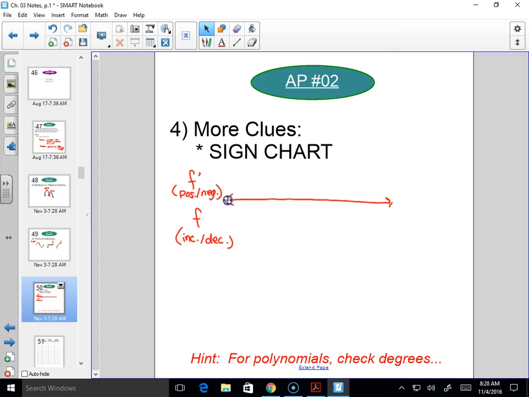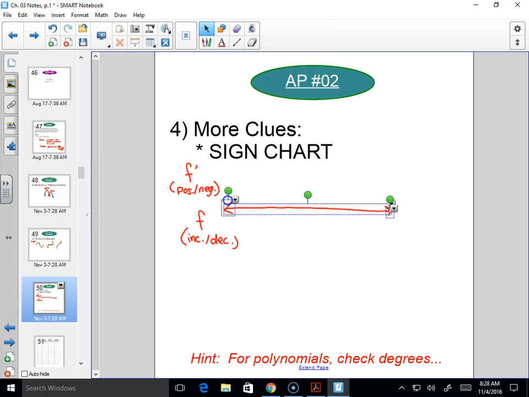And if you think in a sign chart, it might help you think through some of the clues, some of the pieces of information, some of the graphs that you're looking at, etc. So if you can analyze the behavior, that'll help.